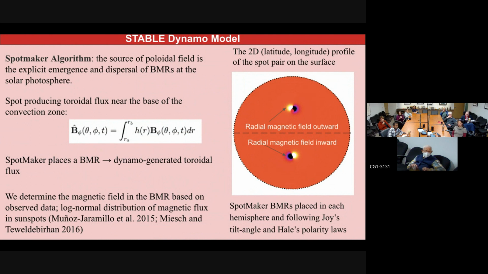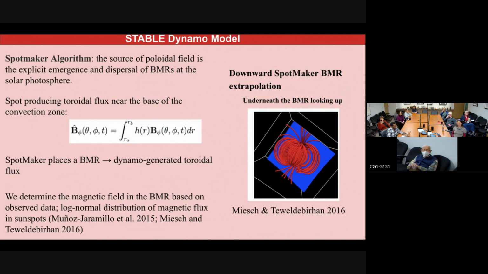The content of the flux at the photosphere is also determined based on observation and a lognormal distribution of magnetic flux, to determine the content of the flux at the surface. Once we determine the magnetic field at the surface based on observation, we extrapolate it downward to a penetration radius of 0.9 solar radius.